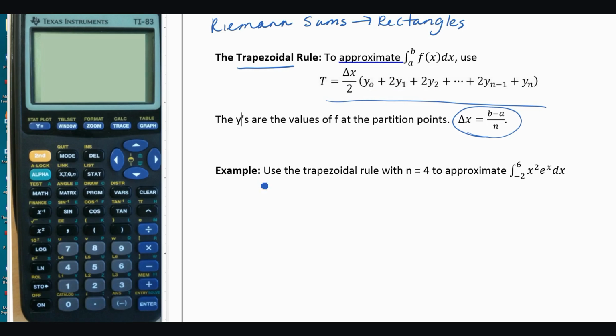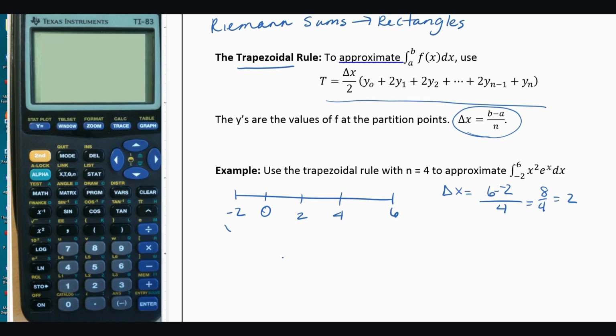Okay, so this says use the trapezoidal rule with n equals 4 to approximate the integral from negative 2 to 6 of x squared e to the x. So I like to draw what our base would look like. So we'd go negative 2 to 6, and our n is equal to 4. So if we do delta x equals 6 minus negative 2 over 4, we get 8 over 4, which is 2. So each of these is going to have a width of 2. So that would go negative 2, 0, 2, 4, 6.